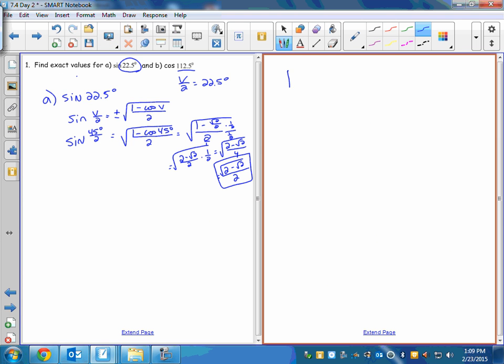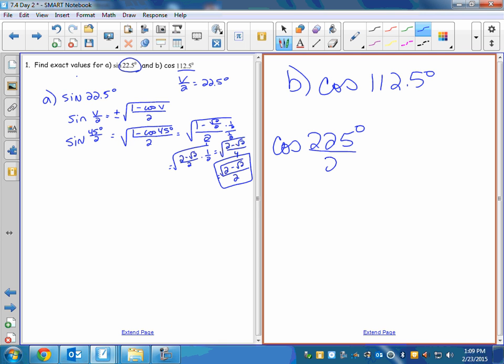All right. So if I'm going to find the cosine of 112.5 degrees, if I double that, that's like cosine of 225 divided by 2. So again, let's think for a minute. 112 and a half degrees. That's in quadrant 2. 225 is in quadrant 3, right? So we're really taking half of it.